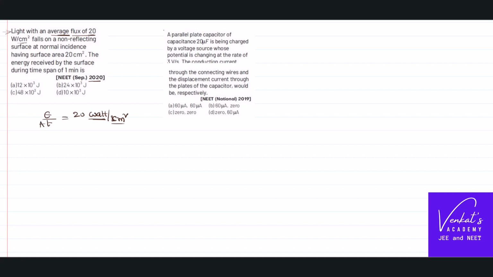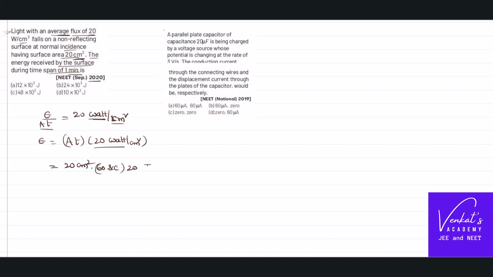So what is given is the light energy emitted by a body per unit surface area per unit time. Now the area is given. The energy received by the surface in a time is how much? If you want energy, take this to the other side: A into t into 20 watt per centimeter square. Now area is given as 20 centimeter square, and time is 1 minute, that is 60 seconds.